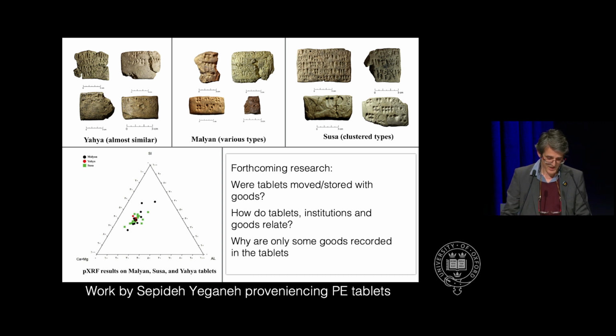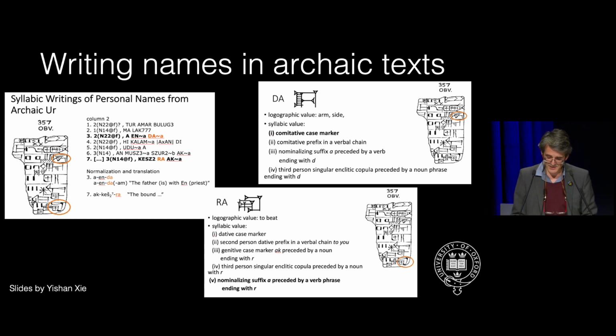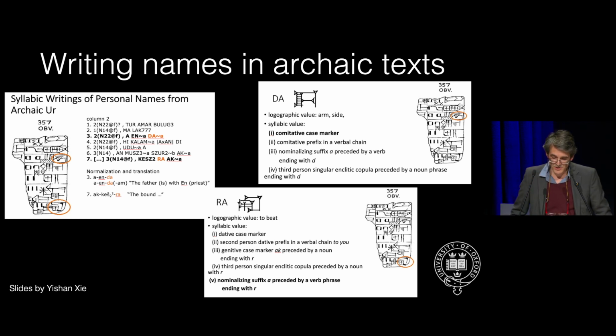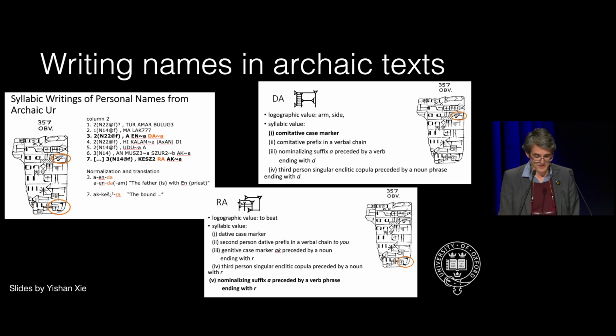And this is the topic of another DPhil student of mine, Yishan Si. Yishan is looking at how names are written in all of the archaic texts, starting with the archaic text from Ur, dated to Early Dynastic I-II, before moving on to the Uruk III Jemdet Nasr texts, and finally looking at the Proto-Elamite texts. In the archaic texts from Ur, the situation is straightforward. Personal names are written primarily with logographic signs, with occasional added syllabic value signs used to disambiguate the logograms by indicating their reading or providing a grammatical ending.